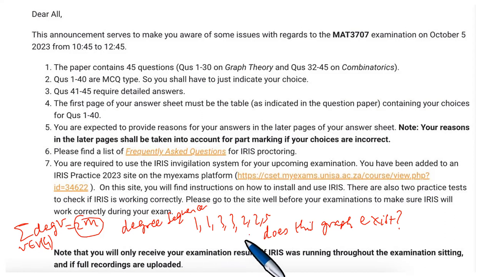There was a degree sequence question amongst the ones that we did before. I think it was a video before the last one that we did before this one, if that is not confusing enough. Right. So that degree sequence question, how was it done? One graph existed and the other one did not exist.